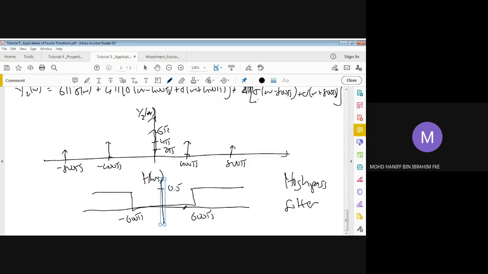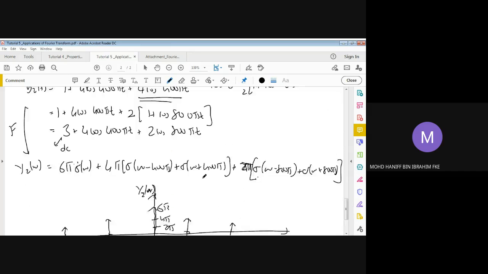Details of this will be done later in chapter 5 on filters. But for now, we accept that for this particular case, since it permits frequencies bigger than 600 pi, this is considered to be a high pass filter. So that answers question number 2.